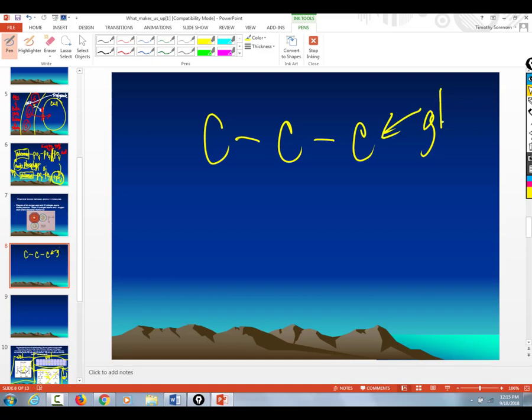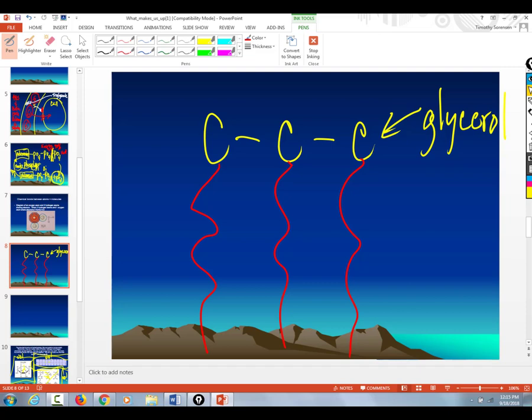Wait, how do you spell it? Oh, got it. Glycerol. And hanging off of it are carbon chains called fatty acids. One, two, triglycerol. Triglyceride. Say yeah.